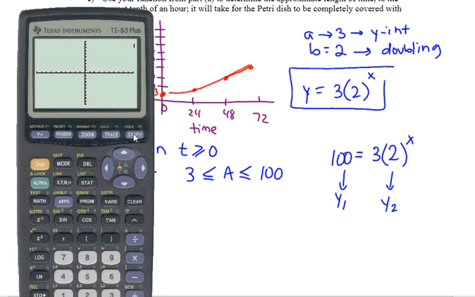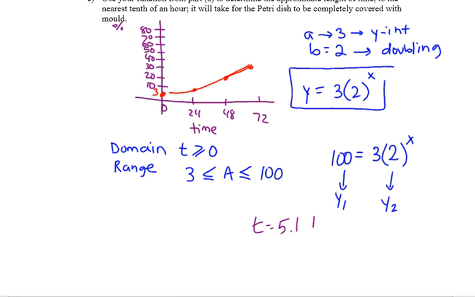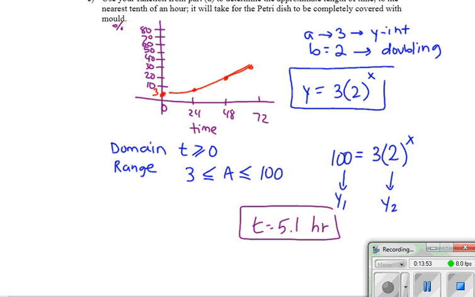My windows are going to be bad because we have up to 100. So I'm going to have to go for y up to like 120 so I can see that. Yeah, y max. Second calc 5, enter, enter, enter. And we get t equals 5.1 in hours. Here's my intersection, okay? So I hope everyone's feeling a lot better about everything at this point.